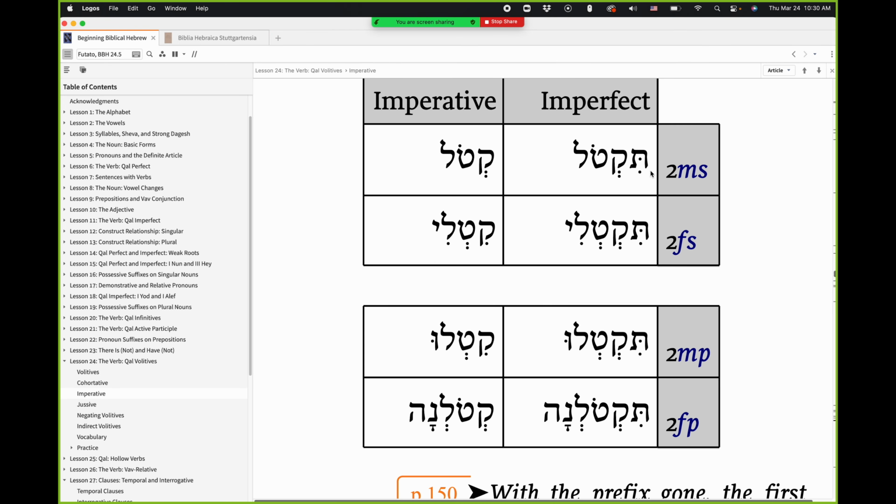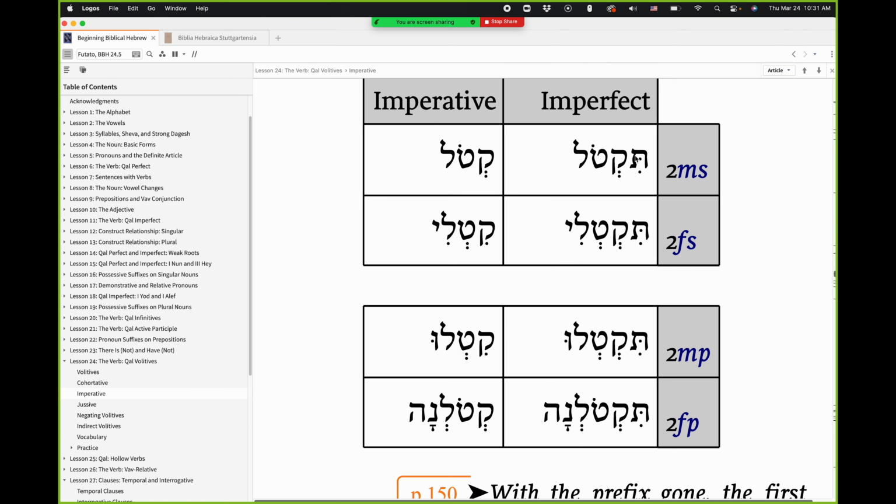Right here, you've got the 2ms imperfect gives you the tav hiric prefix with no suffix, but then the 2fs is different from the 2ms, and then it's got the tav hiric prefix and a hiric yod suffix. And then the 2mp has the tav hiric prefix and a shurik suffix. 2fp, tav hiric prefix, nun comma te suffix. So the only difference between these four forms in the imperfect is that fs has hiric yod suffix, mp has shurik suffix, fp has nun comma te suffix.